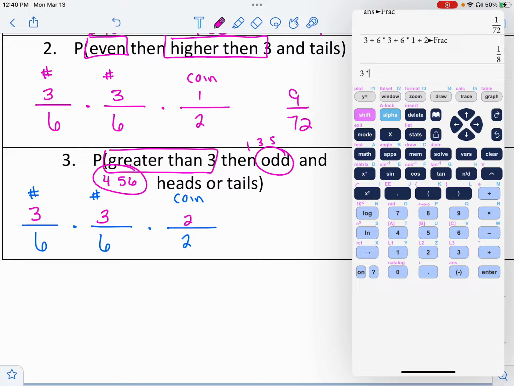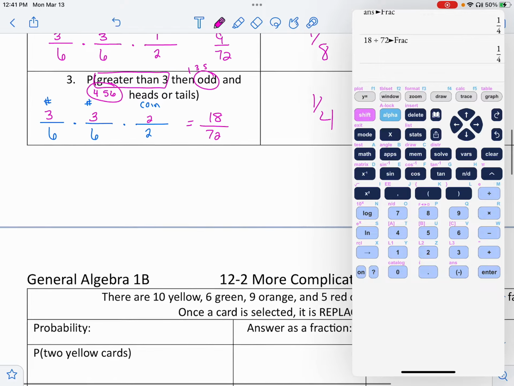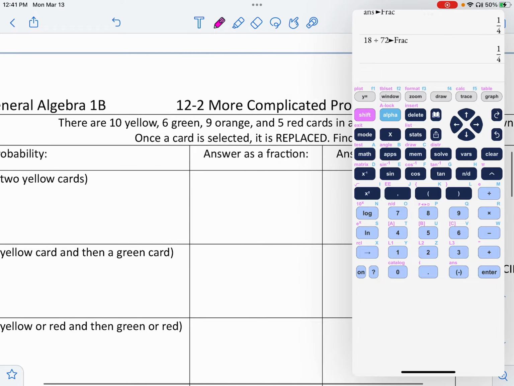So I get 3 over 6 times 3 over 6 times 2 over 2. Final answer of, math, enter, enter, 1/4. So there it is as a fraction. So again, if you were doing that by hand, 3 times 3 is 9, times 2 is 18 over 72, which is why it reduces to 1/4. All right. Now we're going to do something else here.